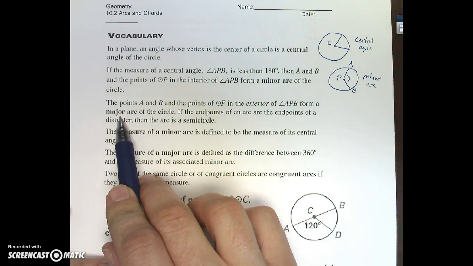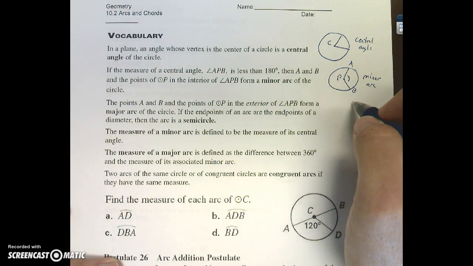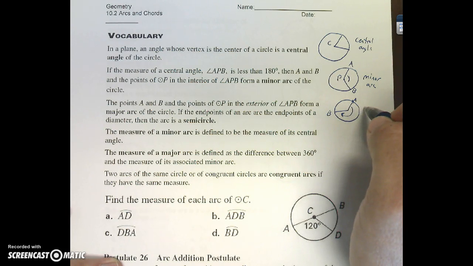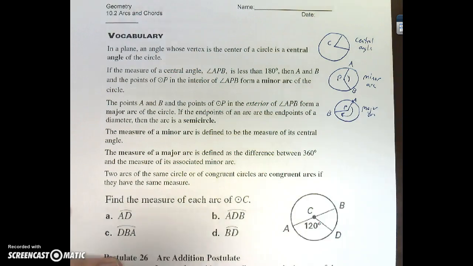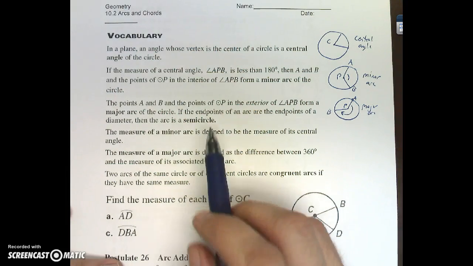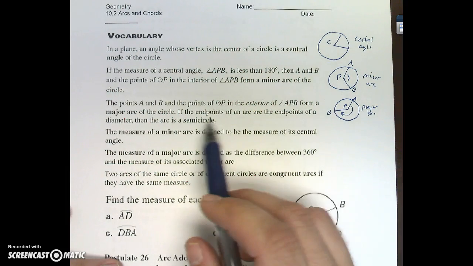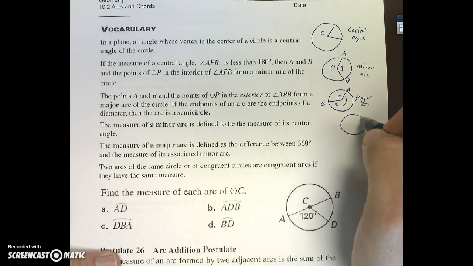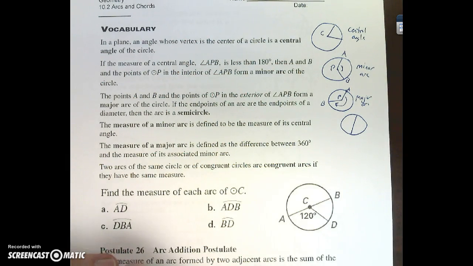Meanwhile, a major arc would be one that goes all the way around. Okay, so here, A, P, B, where it's rotating all this way, this would be a major arc. So major would be anything over 180 degrees. If the endpoints of an arc are the endpoints of a diameter, then the arc is a semicircle. So you guys know what a semicircle is. If I draw a line straight through, there's a semicircle, okay?